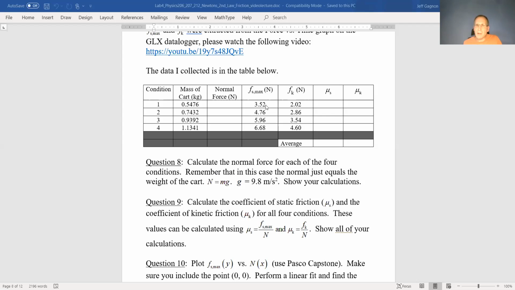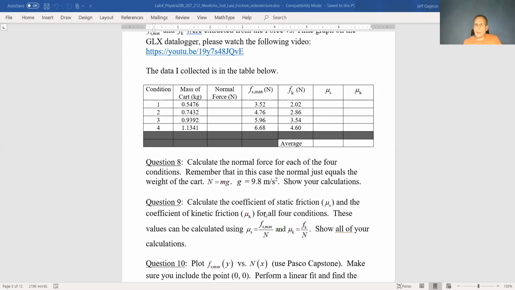Then the maximal static frictional force and the kinetic force, this is what I got from those graphs when I used the GLX sensor, the force sensor. Okay, so that's what I described earlier. This is the peak of the curve, and this is the average of that plateau region. All right, so question 9, and you want to show me your calculations for normal force.